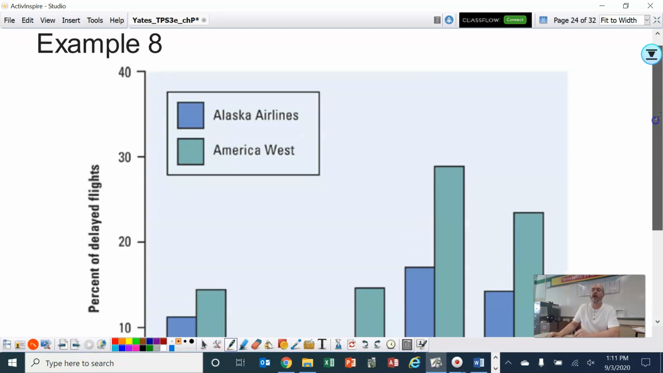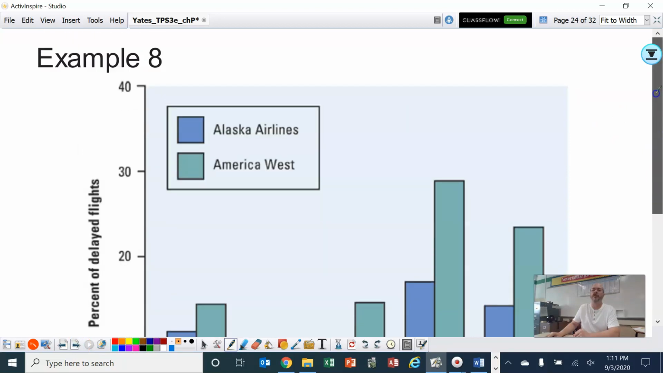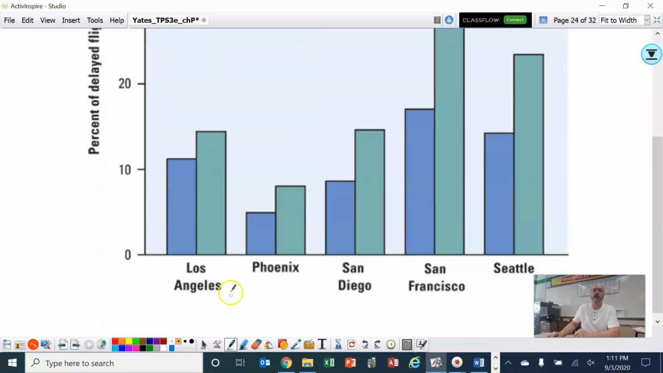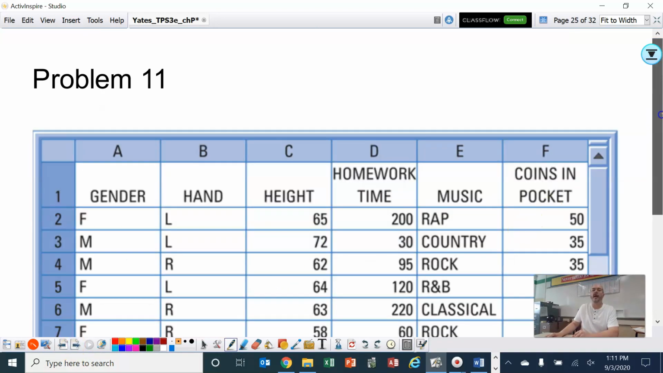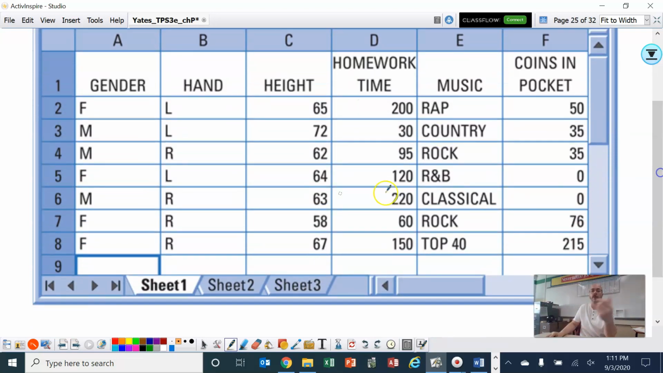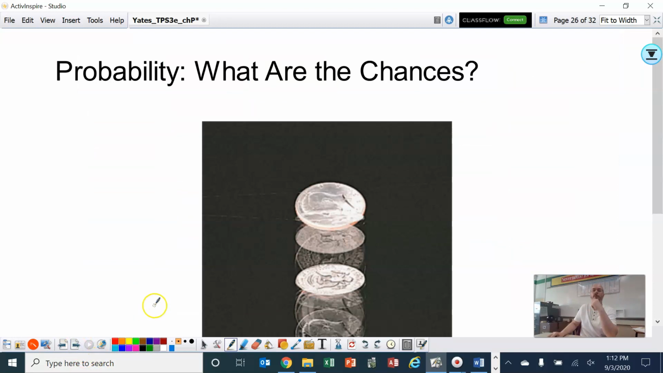All right, here's another double bar graph. This one is dealing with Alaska Airlines and America West. Example 8, go ahead and look at that. And down below you can see the different cities, so this is categorical. Here we have problem 11 from your book, and I believe you're going to do problem 11. You can see the information given to you in a spreadsheet. We've got gender, left-handed or right-handed, the height, homework time, what type of music they like, how many coins in pocket. I don't quite remember what that is, but there's some data given to you, and you're going to answer some questions from it.